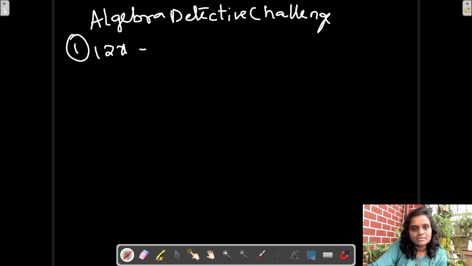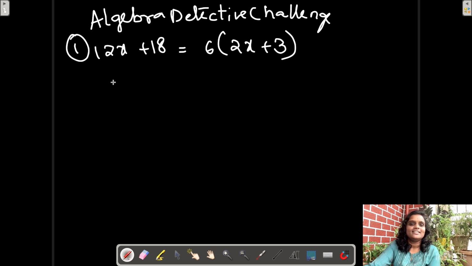12x plus 8. Come on. What are the factors for this? Pause and solve the answer. What is the common thing in both the terms? It is 4. So you get 4 into 3x plus 2. Right? So next, second one.